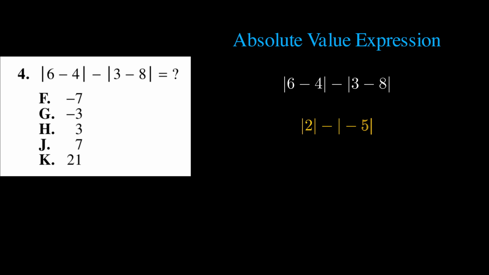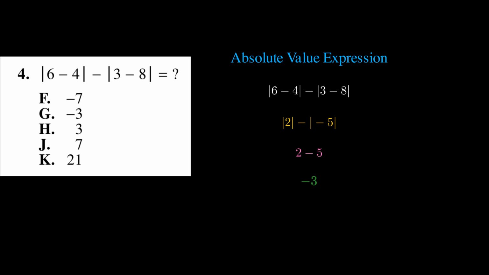Now remember what absolute value means. Absolute value is just distance from 0. Distance is always positive, so absolute value of 2 is 2. Absolute value of negative 5 is 5. So now we have 2 minus 5. The answer is negative 3. Correct answer? G.